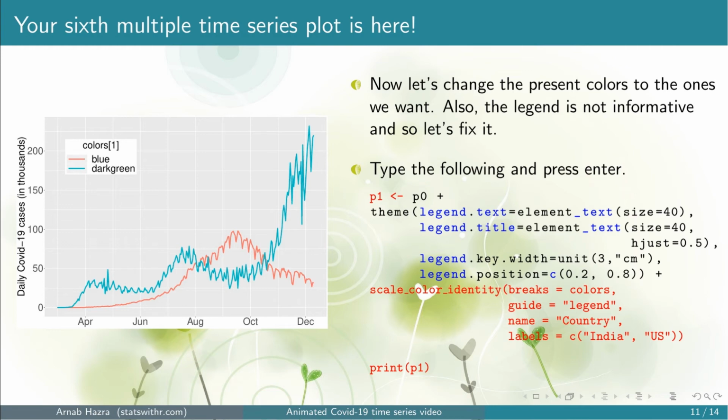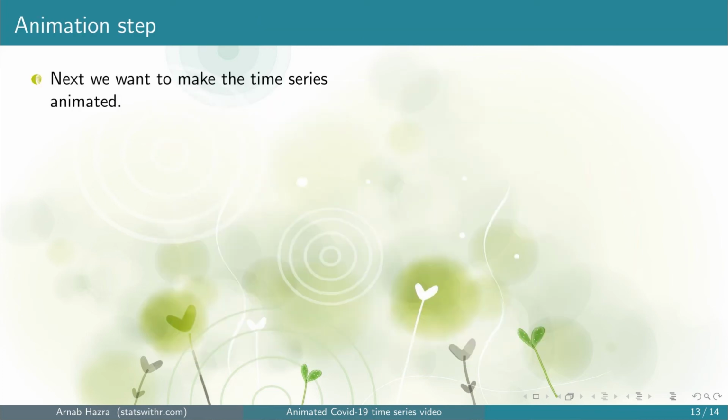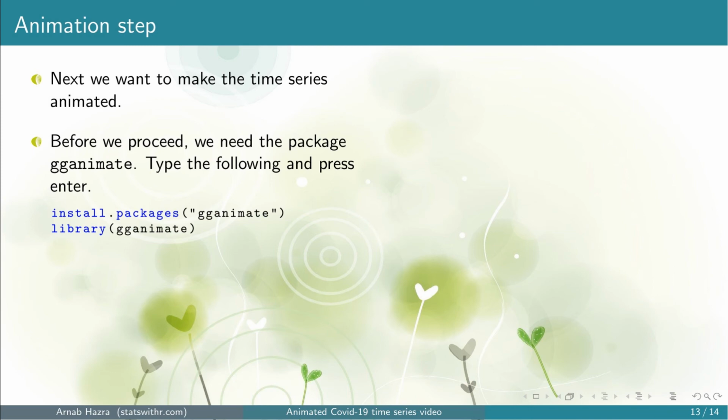Now press enter. Okay, you get your final static multiple time series plot. You might consider this plot for your publication. Further, we will add the steps of creating the animation, which are exactly the same as the case of single time series. We will just quickly go over this again. We need the package gganimate, so we install it and call into R. Then we are ready to create the animation.